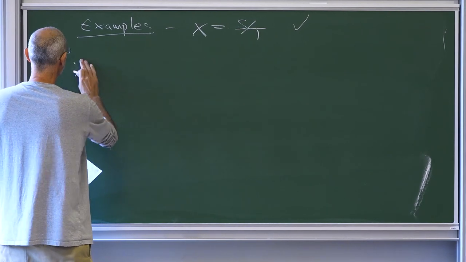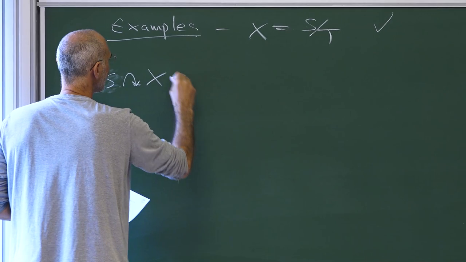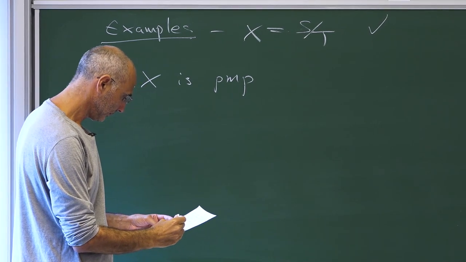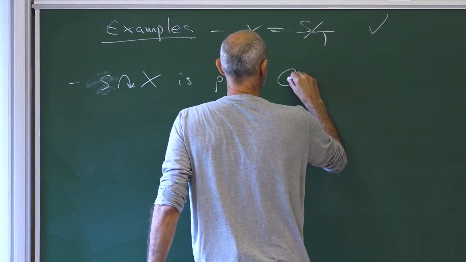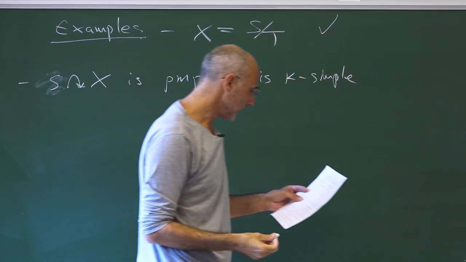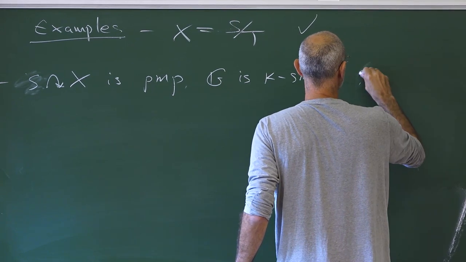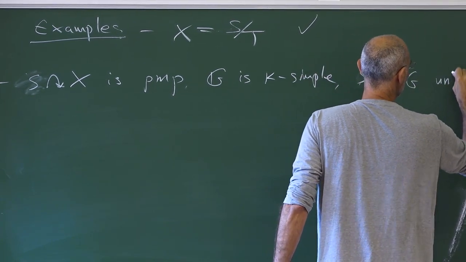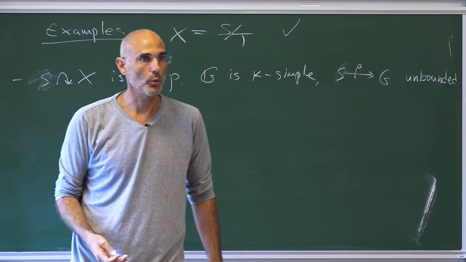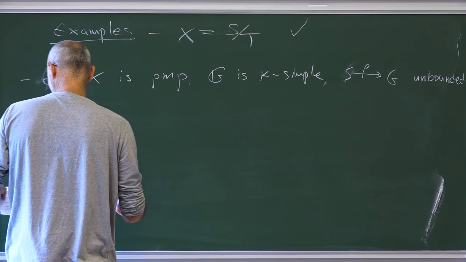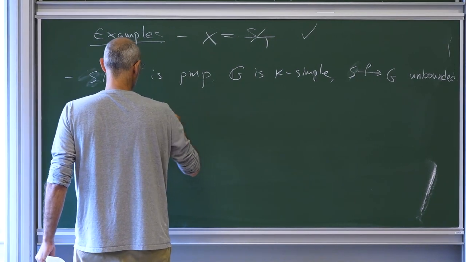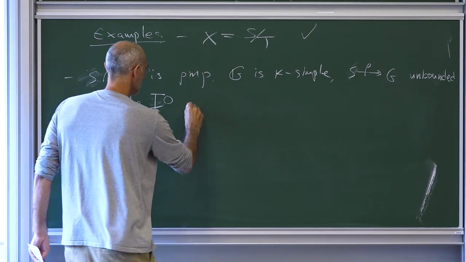Another example, assume S on X is PMP, probability measure preserving. Assume further that G is K simple, so no normal subgroup, no quotient, and rho to G unbounded. Unbounded means that the image is not contained in a compact subgroup. Then the initial object is trivial.